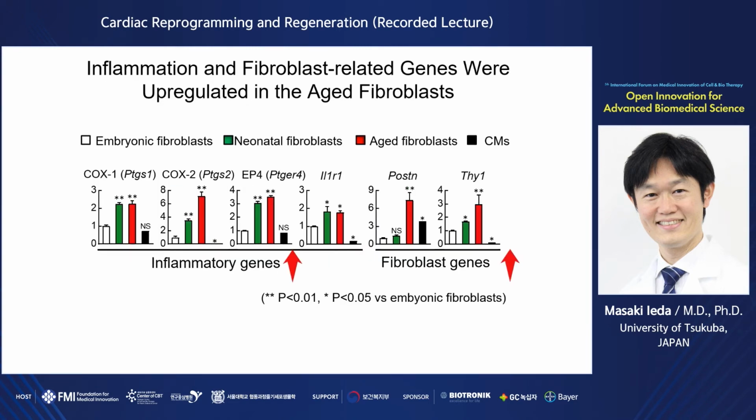To test the reason for the effect of diclofenac, we analyzed the differences between embryonic, neonatal, and aged fibroblasts, as you can see here. The white bar indicates embryonic fibroblasts, the green bar indicates neonatal fibroblasts, the red bar indicates aged fibroblasts, and the black ones are cardiac muscle cells. As you can see in the left panels, COX-1, COX-2, EP4, the prostaglandin receptor, and interleukin-1 receptors are greatly upregulated in aged fibroblasts compared with embryonic fibroblasts, suggesting inflammatory genes are upregulated with aging. In the right panel, the fibroblast markers periostin and Cy1 are also increased in aged fibroblasts, suggesting fibrosis genes are upregulated with aging. So these results suggested that inflammation and fibroblast-related genes were upregulated in aged fibroblasts compared with embryonic ones.